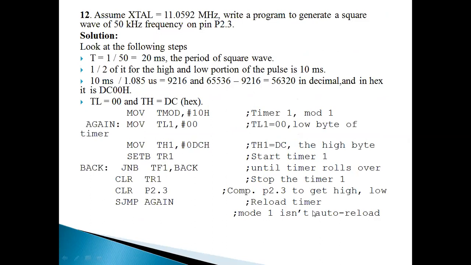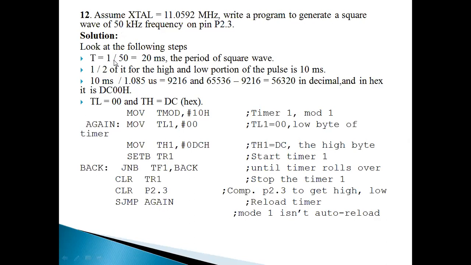12th assignment. Assume XTAL equals 11.0592 megahertz. Write a program to generate a square wave of 50 kilohertz frequency on pin P2.3. So this is the correct program. Again, it is similar to the 11th assignment.